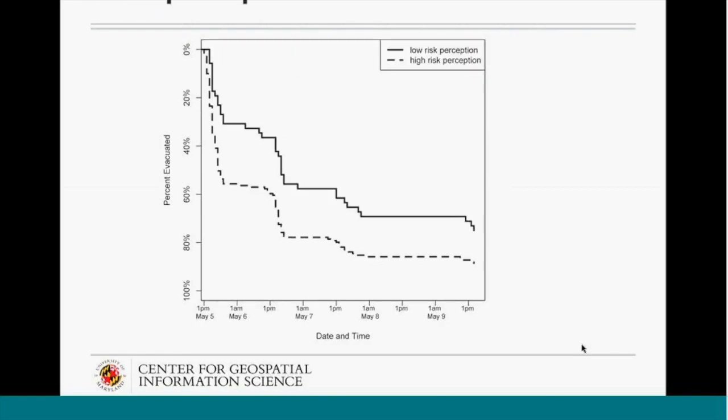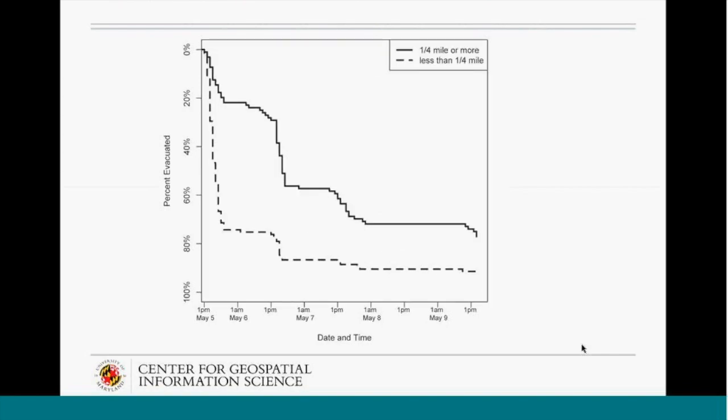I had some questions related to risk perception in the survey too. Basically, there are a lot of different questions that all contributed to this one factor, but what it came down to was a level of risk perception where they perceived high risk to themselves or low risk to themselves. And again, you can see the people that perceived a high risk were not only more likely to evacuate, but more likely to evacuate early versus those that didn't. Again, to be expected.